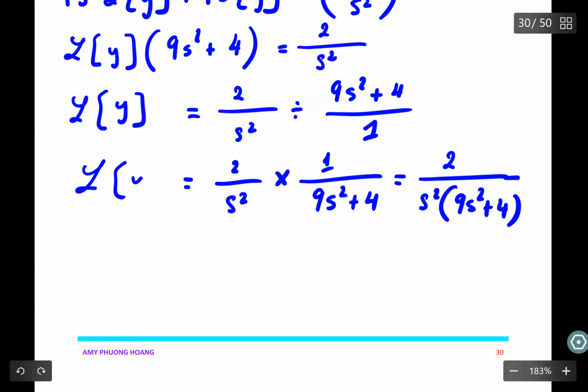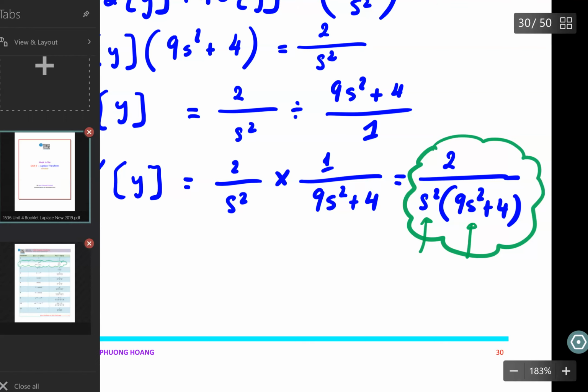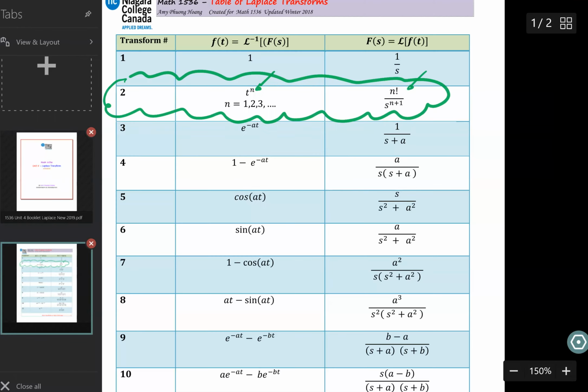So at this point, what we need to do is examine this expression and try to figure out what transform we are going to use so that we can transform this into a function in terms of t. Before we get into our Laplace transform table, I would like you to note that you have s squared in the bracket. So let's find a transform that's similar to that.